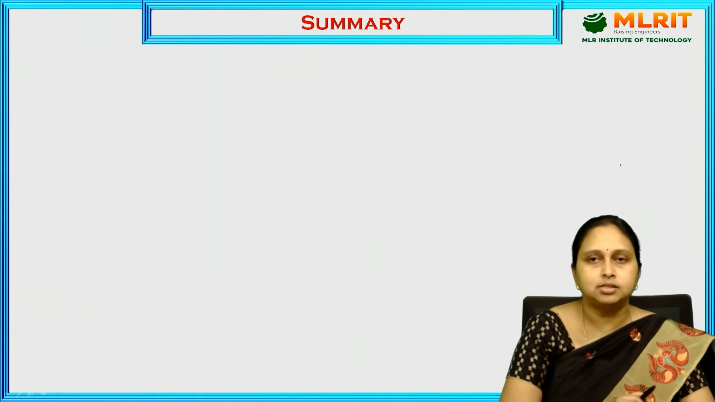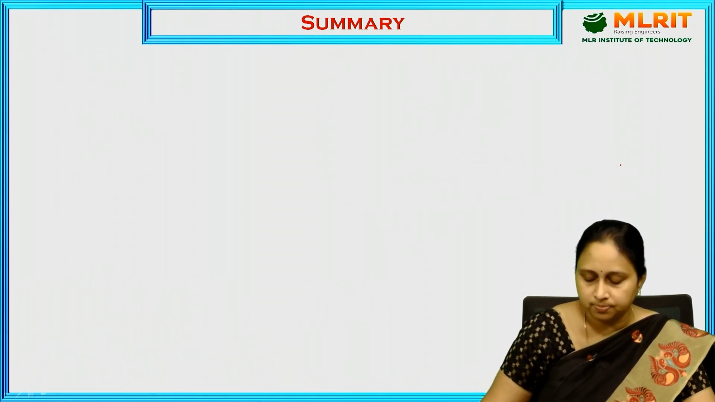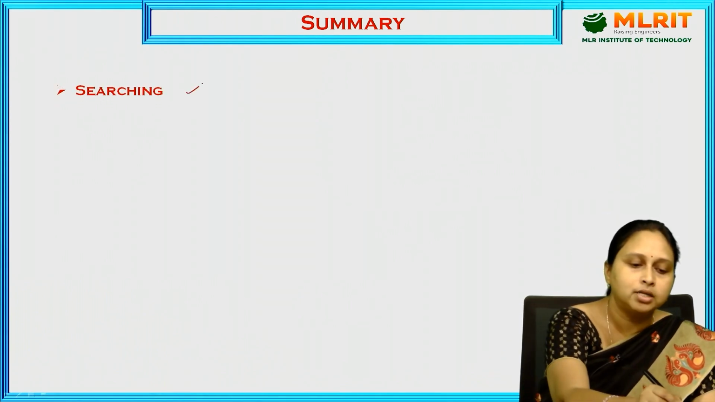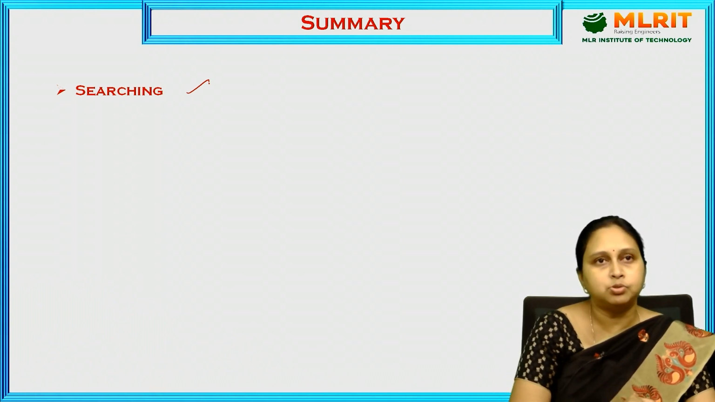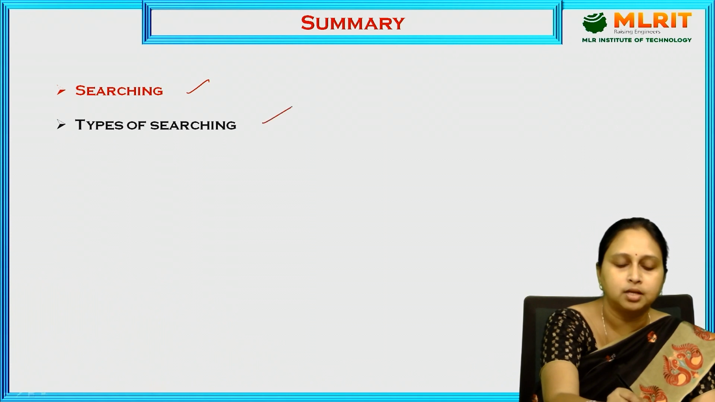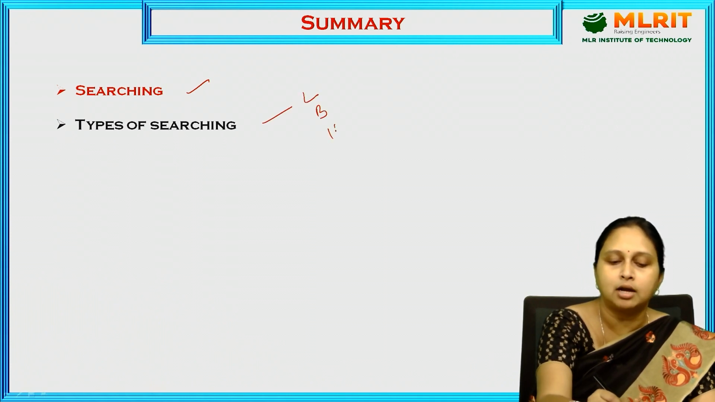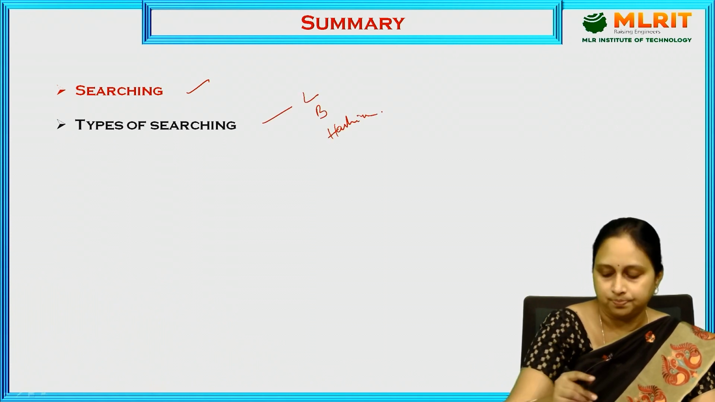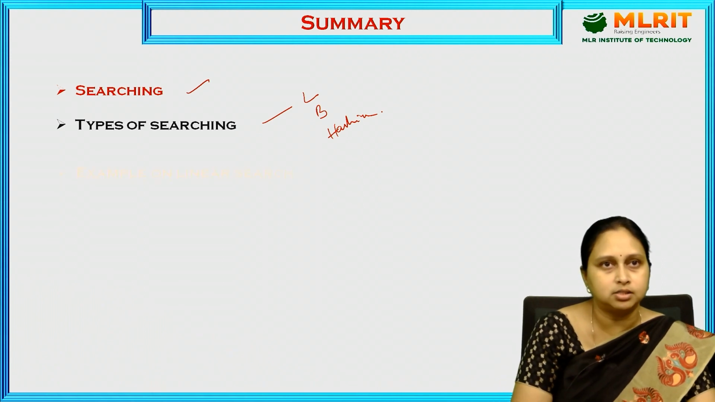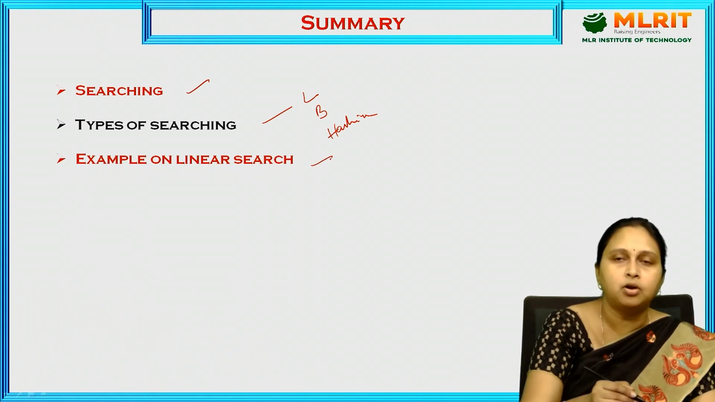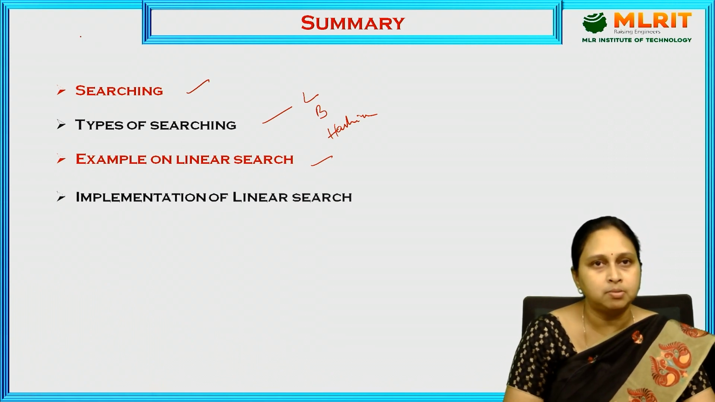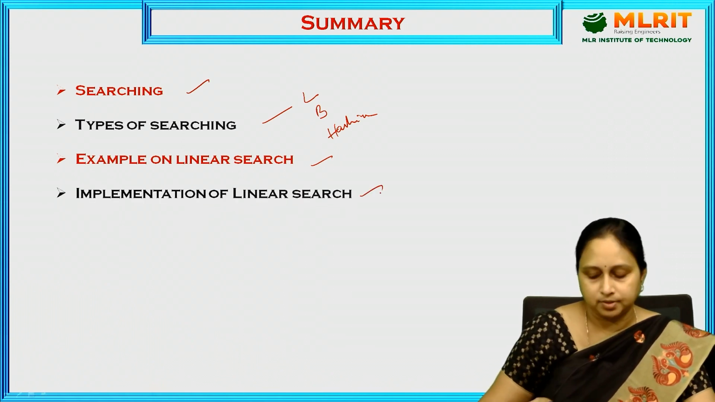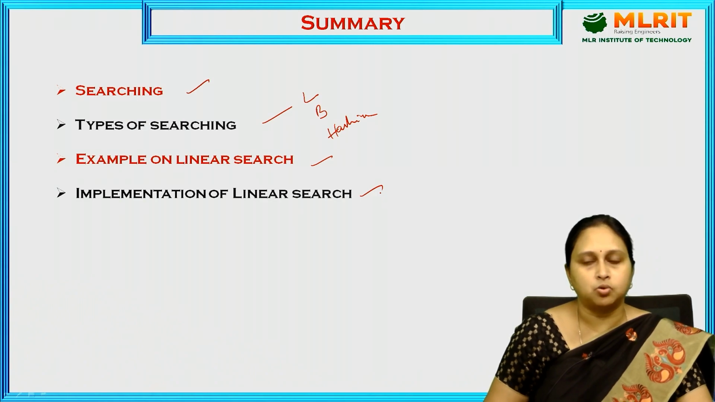And let us see what we have seen in today's session. We have seen what searching is, the definition of searching, and the different types of searching techniques also. Linear search, binary search, and hashing we have discussed. These are the categories we have seen, and we have seen one example of how we perform linear search, and we have seen the implementation of linear search also. I hope you understand this concept. Thank you.